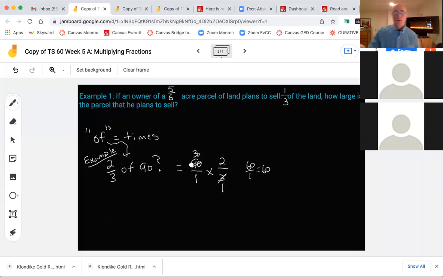All right. So just so you know, very often when you see the word of, okay, look at my question: an owner of an acre of land plans to sell 1/3 of the land. See this word of here, okay? How large is this parcel of land? It's 1/3 of. Well, the land that this person's selling is how much? It's 5/6 of an acre here, okay? So essentially, it's asking you, what's 1/3 of 5/6? Okay. And 1/3 of 5/6 would be, like I said, take your land. This is how much land there is times 1/3.